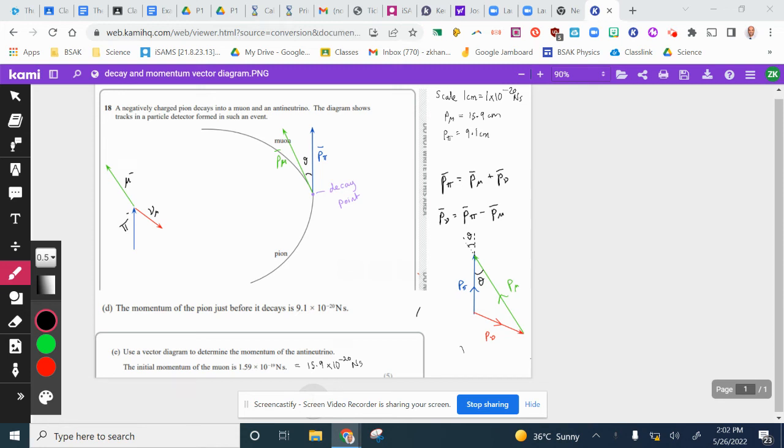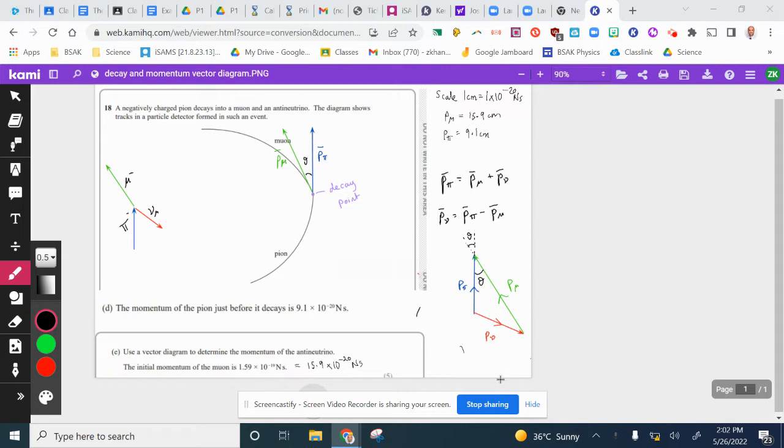Okay, so in this question, you have a pion incoming in a particle detector. It forms a track because it's a charged particle. It's curving because it's in a magnetic field. At this point, it decays and it produces two particles, a muon and an antineutrino.